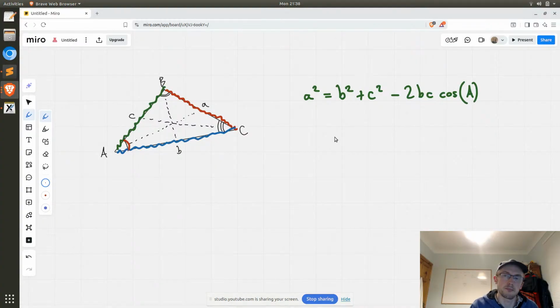Okay. So this is a very powerful theorem. It enables you to find the length of a missing side when you know the length of the two other sides and the size of the angle between them. It lets you find this red length here when you know the length of the blue and the length of the green and the angle in red. Alternatively, you can rearrange this so that you find out a missing angle using 3 sides.